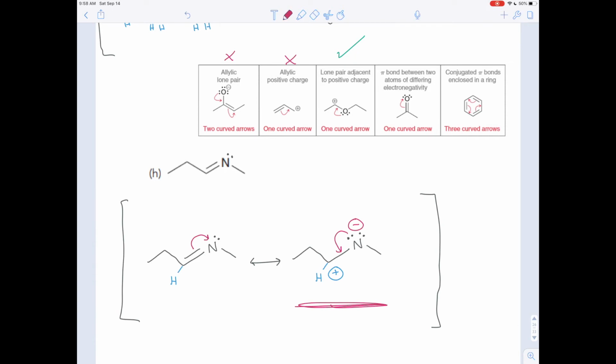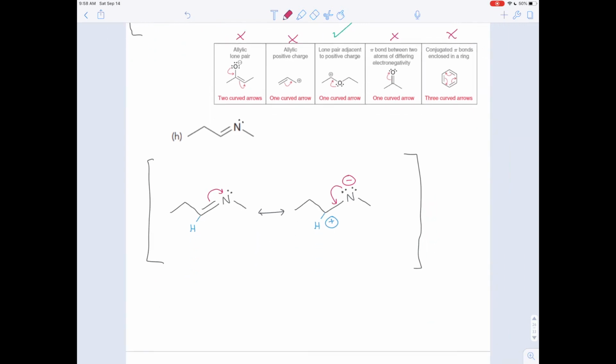We don't have a pi bond between 2 atoms of different electronegativity in that right structure because we don't have a pi bond, and we don't have alternating single and double bonds all the way around a ring. We don't even have a ring. So this molecule just has these 2 resonance structures.